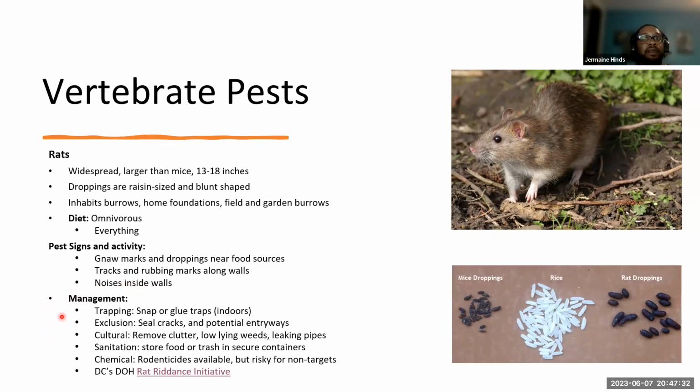And as far as trapping, just snap and glue traps, and exclusion, sealing those cracks. As far as cultural controls, managing that environment, getting rid of clutter, low-lying weeds, leaky pipes, anything that they can take advantage of, you want to get rid of that. Sanitation, you want to store food or trash in secure containers that can't be breached by mice or rodents. There are rodenticides available, but they can be risky for non-targets, thinking of your animals, your pets, your dogs, and kids. You don't want them to get into this. And DC does have a rat riddance initiative, so you could click through that if you want more information on that.